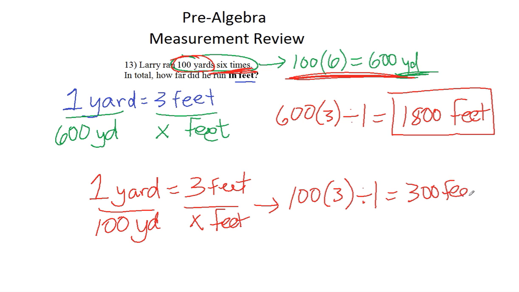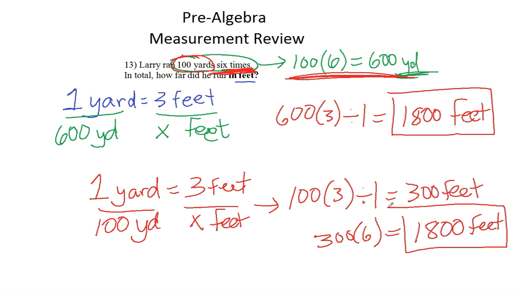But that is just for one time. We would have to finish it up. We'd have to go 300 times 6 because he did it 6 times again. And we would wind up with the 1,800 feet. So either way you do it, you should get 1,800.